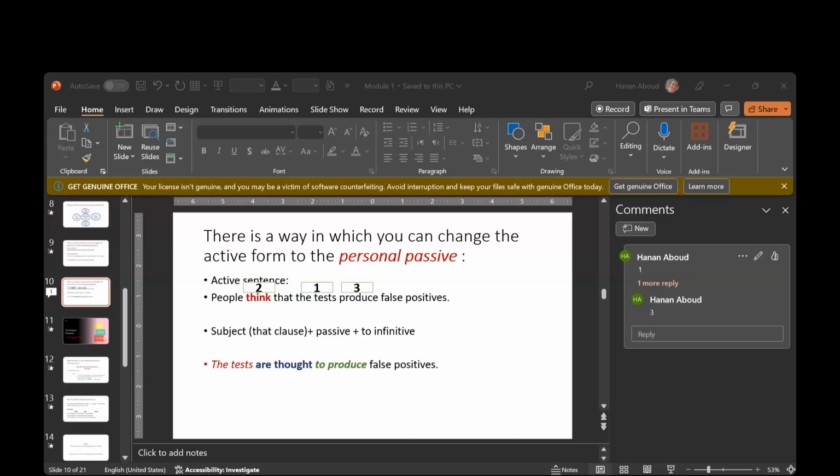Number 2. Single sign-on functionality ___ to be a standard for identity providers. What do you think? It's considered, is considered. Of course, here I have a personal passive, because I have to be and the infinitive that I mentioned, and before it comes my passive, which is "is considered".